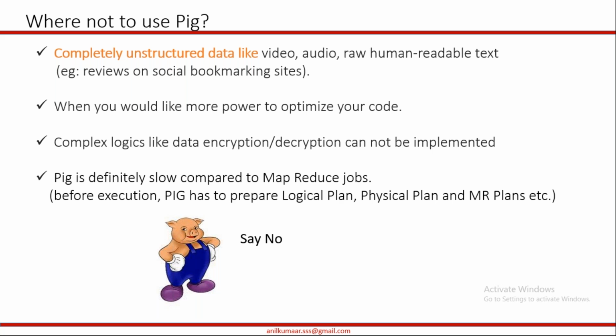Now Pig is definitely slow when compared with MapReduce jobs. Why am I saying it's pretty much slow compared with MapReduce jobs? Because once you have given the Pig Latin statements to your Pig engine, internally Pig has to do a lot of work here. Like it has to do the logical plan, physical plan, and MR plan. All these plans have to be made, and finally it will be converted into MR jobs.